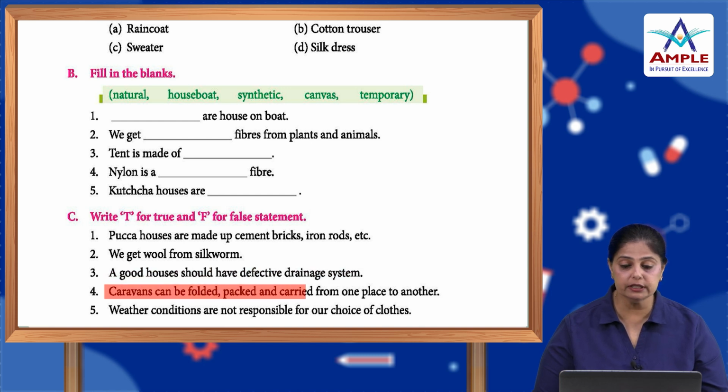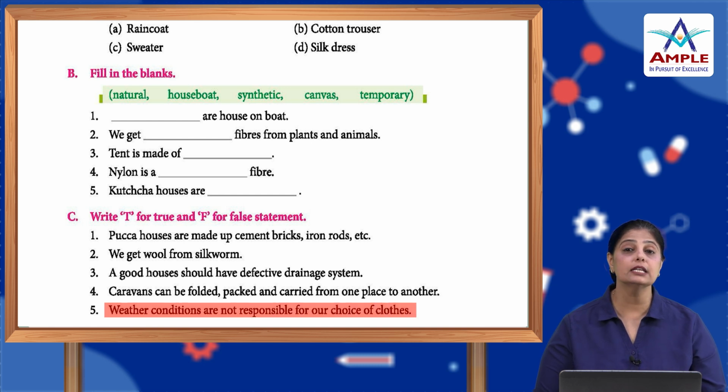Caravans can be folded, packed and carried from one place to another. Absolutely false. Tents can be carried. Caravans are what? They are houses on wheels. They cannot be folded or packed. Weather conditions are not responsible for our choice of clothes. This is false. We wear clothes according to the weather.